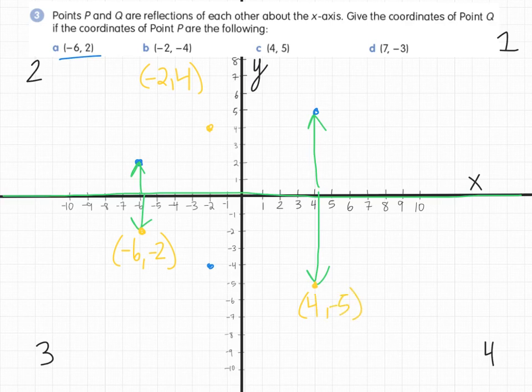And my last point is at 7, -3, which is right here, which means the point of reflection is going to be 7, +3, which is right there.